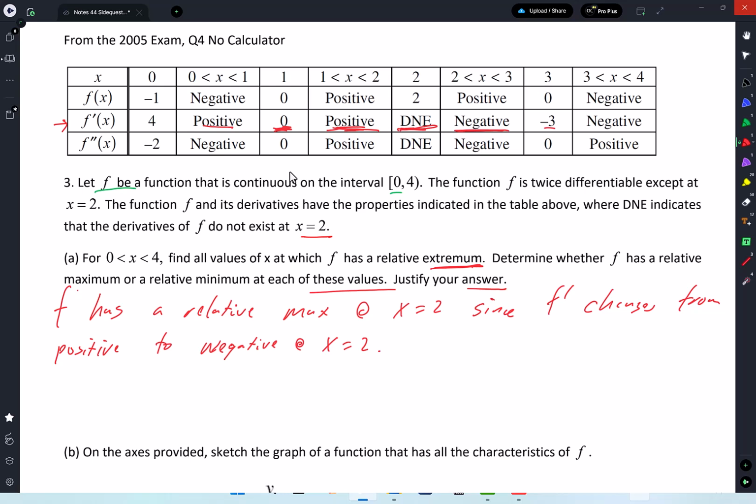Avoid saying the word it. Do not say the word it. Maybe you can say f has a relative max at x equals 2 since the slopes of f change from positive to negative at x equals 2. You can probably say that, slopes of f. But I would not, do not say the word it. The best one to use is f prime.